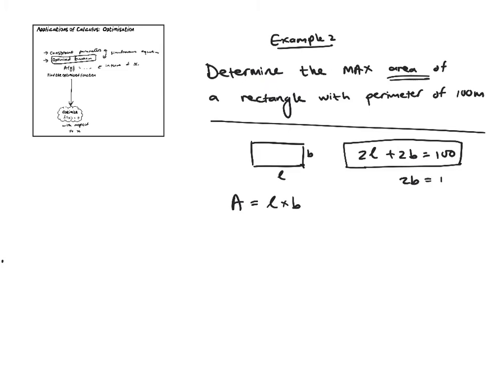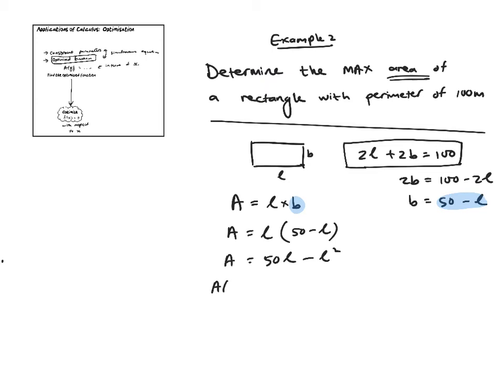So if we get breadth alone, it's 100 minus 2 length, so therefore b is equal to 50 minus l. And what you're just going to do now is substitute 50 minus l into b, of course, and then we have it just in terms of l. So A is equal to length times 50 minus l. So therefore A is equal to 50l minus l squared. Okay, and so therefore we've got an optimized formula. So in other words, A(L), this is all in terms of L, not X, right? It's A(L) is equal to 50L minus L squared.